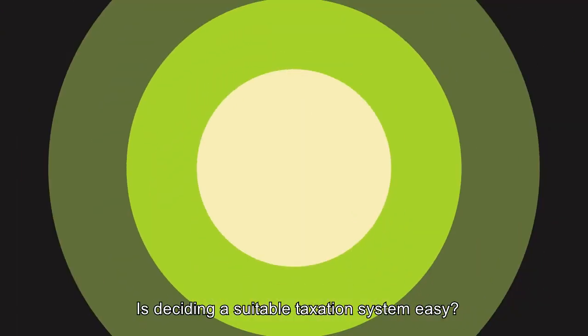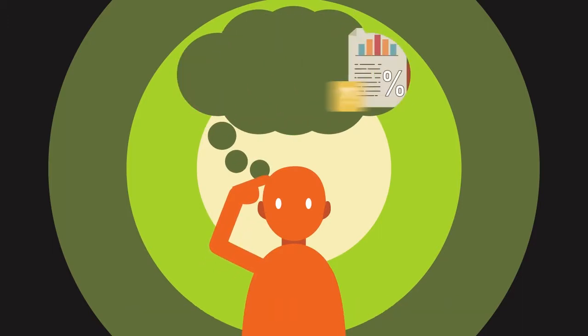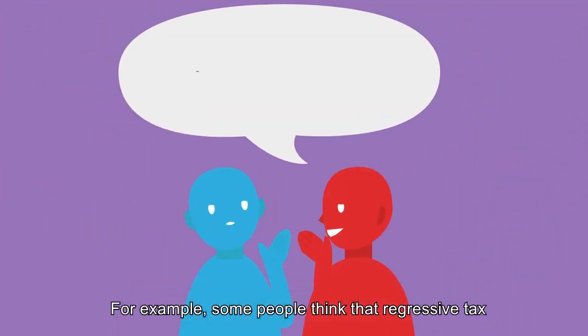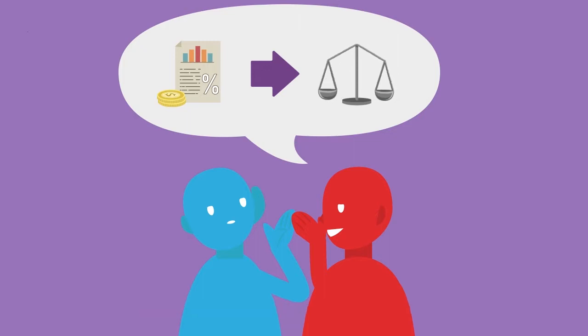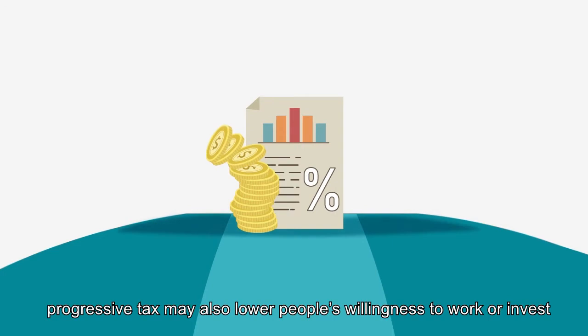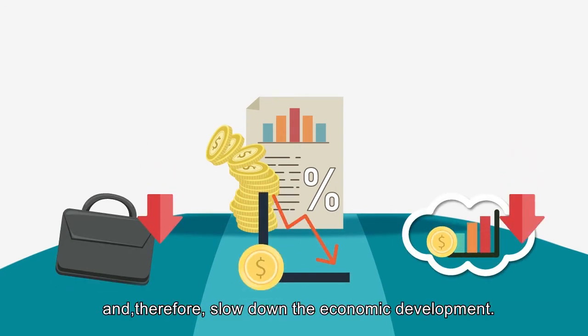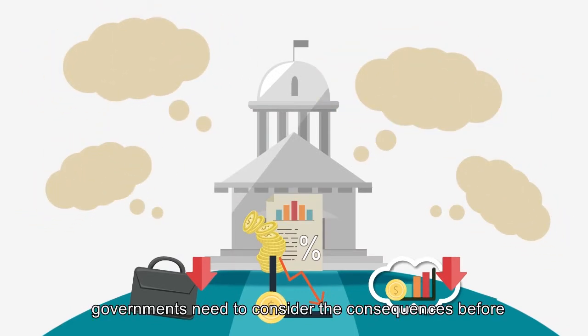Is deciding a suitable taxation system easy? You may want to think twice before answering. Every type of tax brings along its own problems. For example, some people think that regressive tax worsens the problem of income inequality and prefer progressive tax instead. However, progressive tax may also lower people's willingness to work or invest, and therefore, slow down the economic development. As a result, governments need to consider the consequences before introducing any new taxes.